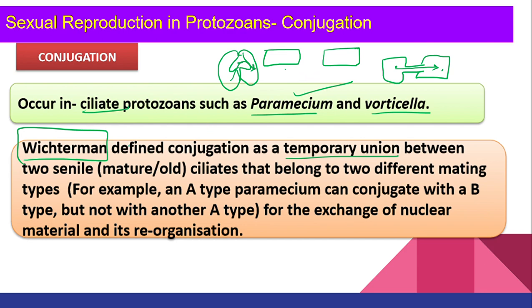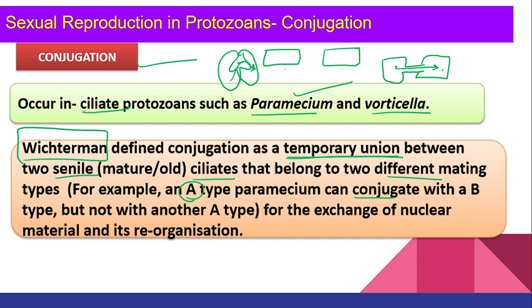Let's see what is written in your textbook. So Wichterman defined conjugation as a temporary union. Do they stick together permanently? No, they don't stick, right? Temporary union between two senile, that means old ciliates who are not able to reproduce now but they want to reproduce. Okay, old ciliates that belong to two different mating groups. For example, if I take A paramecium, it will not conjugate with A paramecium. It has to go with another type, for example B or C or D. Right, the same type of organism, the same mating type, will not be able to form conjugation.